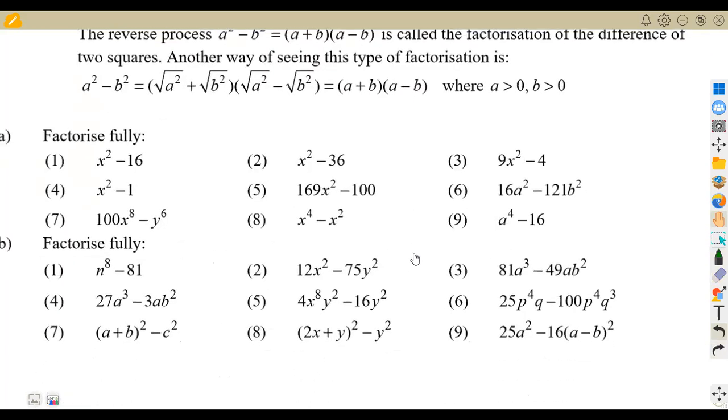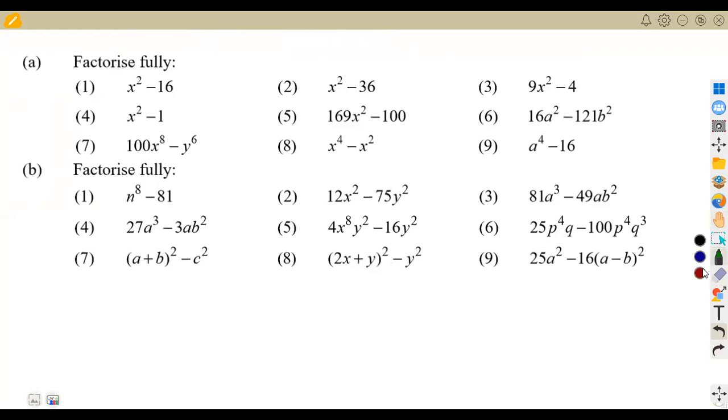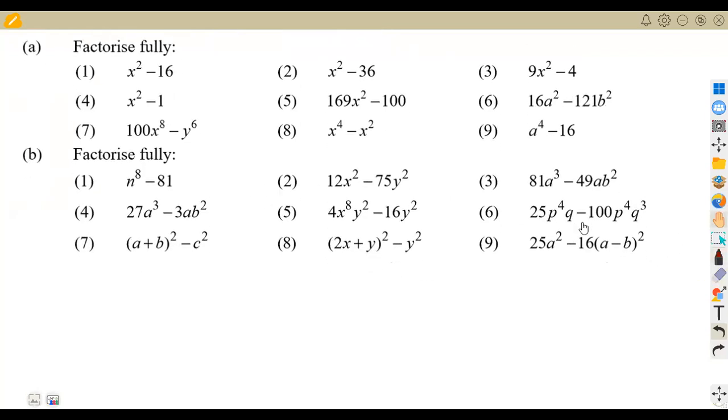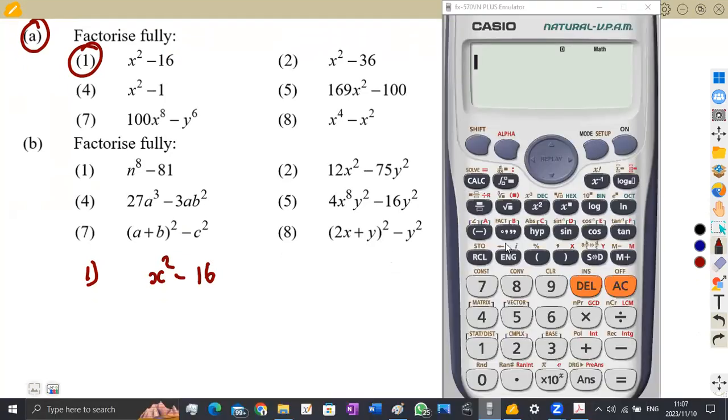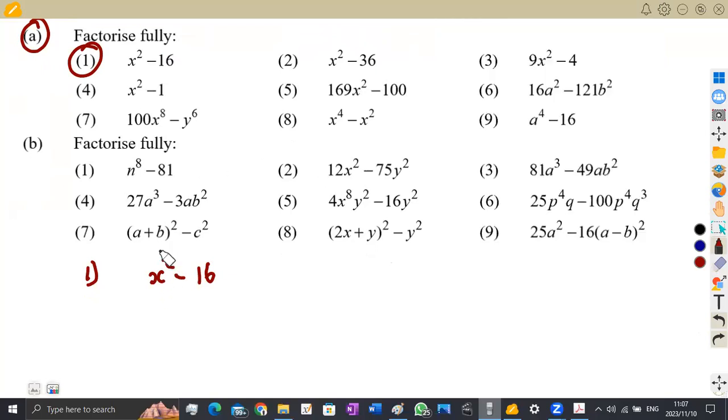All right, so let us check our questions on the difference of two squares. We have got typical questions like what we have here. The first part on A is factorize fully, and we are given question number 1, where we have x squared minus 16. If you consider, 16 is a perfect square, so we can prove that. We've got our calculator, so you can check the square root of 16, which is 4. That means this is a perfect square, because we can also take the square root of x squared, which is x.